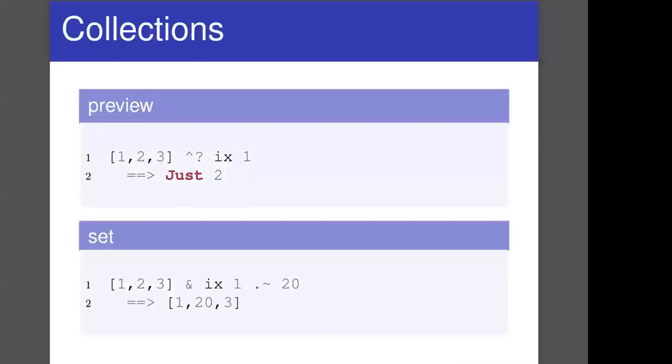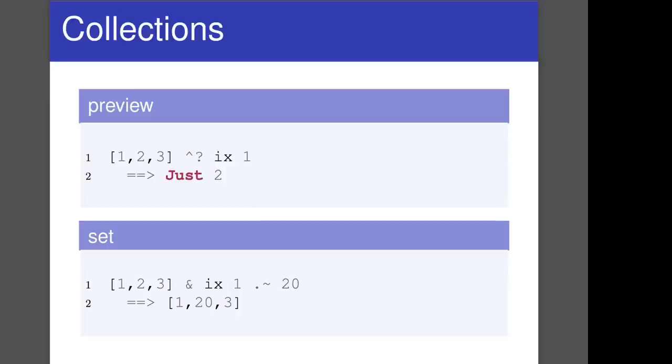So here is preview. Preview is the name of that tilde question mark operator. Ix is a traversal. Here it looks like it's a prism, but it's a traversal that's looking at the element of the list with index 0, so that'll be the second element here. And it's telling me that second element is just 2 because it exists. If it didn't exist, it would give me nothing. And then the same with setting. Works just like a prism.